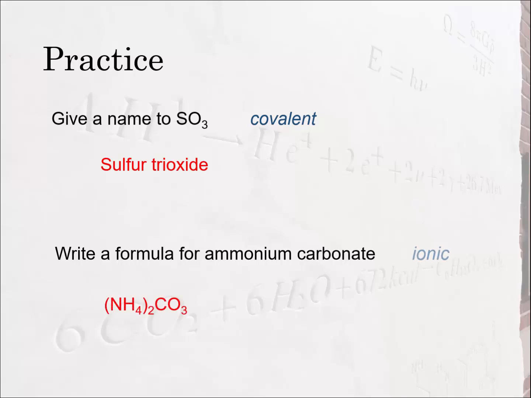Ammonium carbonate is a salt of 2 polyatomic ions. Ammonium is +1, so you need 2 of them to balance the -2 charge of carbonate. You need parentheses around NH4 to show that you're doubling the entire polyatomic cation.